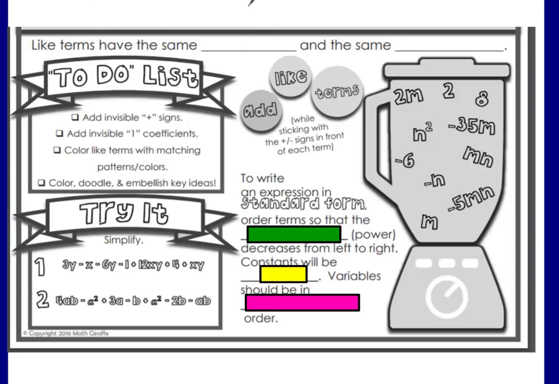Like terms have the same, and we learned this from the first video, they have the same variable. So make sure you're filling this in. And the same power, or exponent. Okay, so when you're getting ready to combine like terms, there is a to-do list.